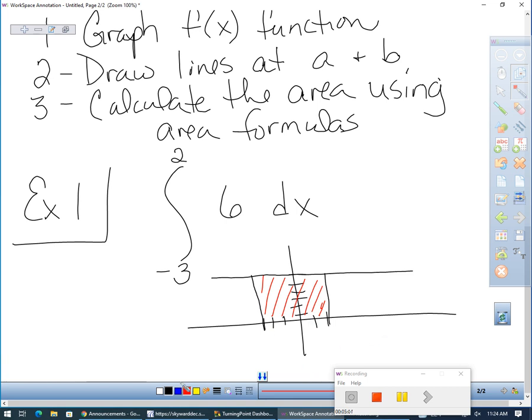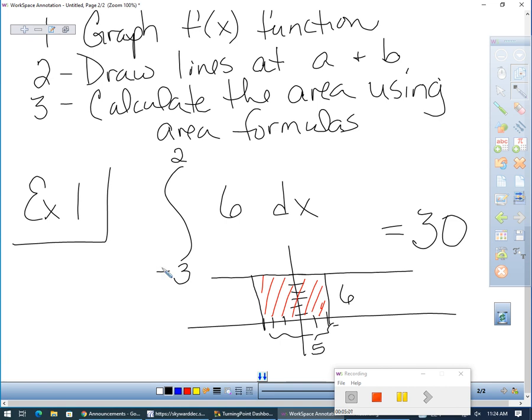So the width of my rectangle here, from -3 to 2, is a distance of 5, right? -3 to 2 is 5. And the height of this rectangle is 6. So what would the area under this curve be? 30. So technically, you just evaluated your first integral of 30. Feels special, don't you?